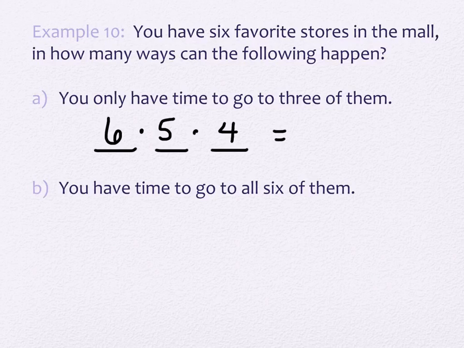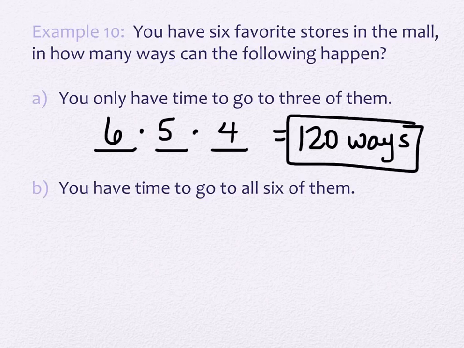So what is 6 times 5 times 4? 120. Not stores. Options. Ways, options, something like that. There are 120 different ways I could go, or different groupings of stores I could go to in some kind of an ordering. What if you had time to go to all 6 of them?